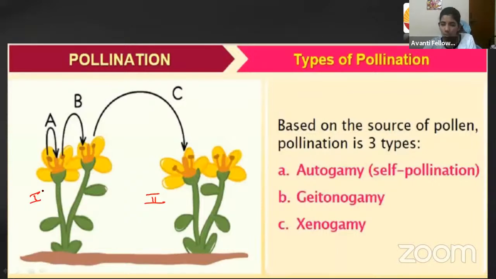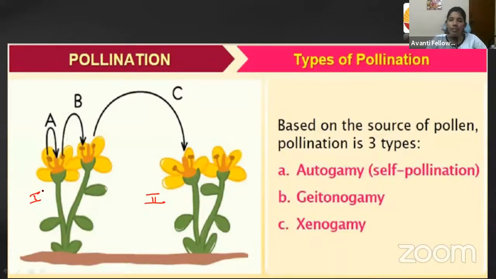This comes under cross pollination, because the pollination is taking place between two different flowers of the same plant. And the third one is xenogamy. What happens here? Here the pollen grain transfers from one flower of one plant to a flower of another plant. This is exactly cross-pollination, where genetic recombination takes place, because one plant has a different genetic makeup and the other plant has a different genetic makeup, right? When they combine, you can get a new plant which has a different genetic makeup.